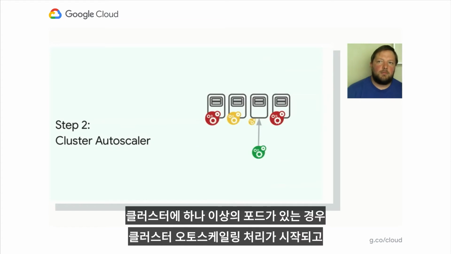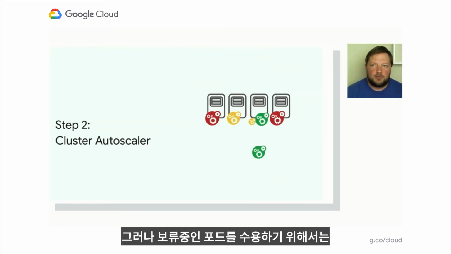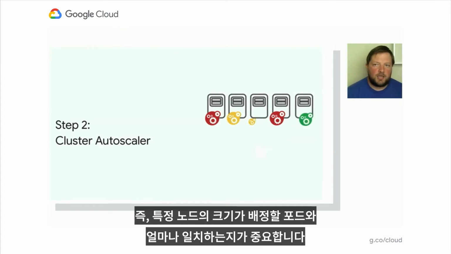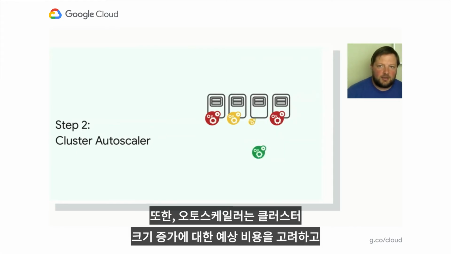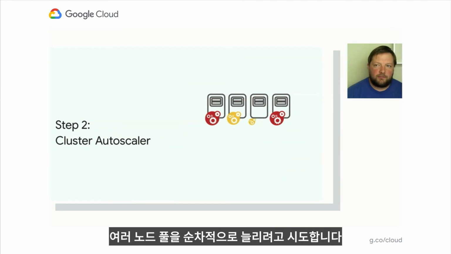When a cluster has one or more pods pending, the cluster autoscaler kicks in and determines what node pools can and should increase in size to accommodate these workloads. To choose the best option, it considers fitness of each node configuration to accommodate pending pods. In other words, how well particular node size will match pods that need to be scheduled. It also takes into account an estimated cost of cluster size increase and will attempt to increase multiple node pools sequentially should some kind of fault or stockout event be detected.